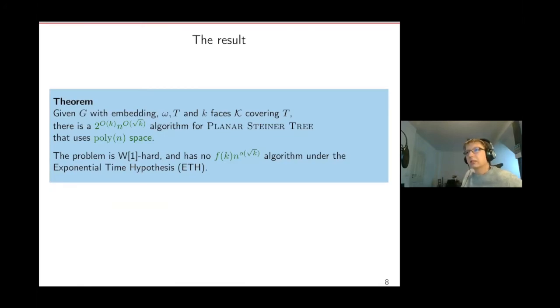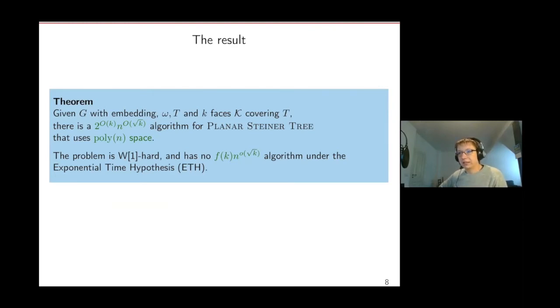So that was my intro, and this is the result that I will try to share today. We are given the graph G with an embedding, we are given the weighting, the terminals, and we are given k faces which cover the terminal set. Then we can solve the planar Steiner tree problem in 2 to the order k times n to the order square root k time. And we can do so in polynomial space.